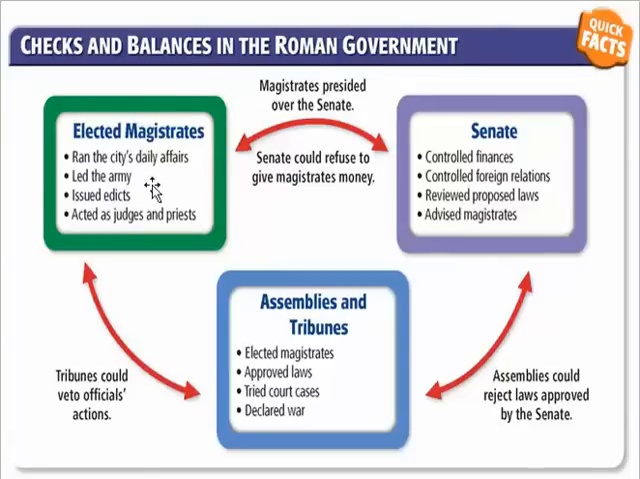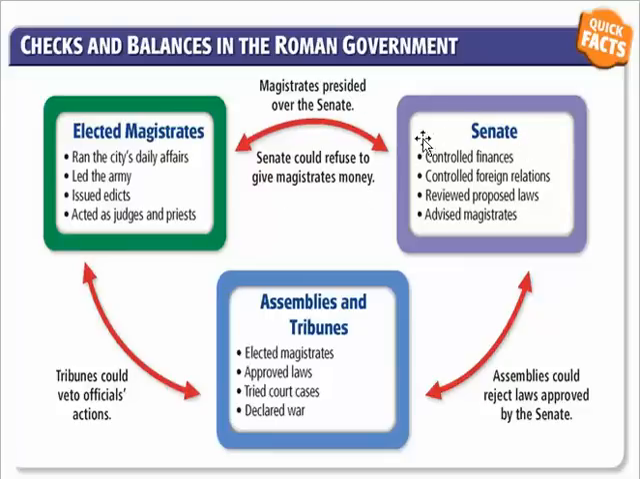So let's go with the magistrates. They ran the city's daily affairs, led the army, issued edicts, acted as judge and priest. Tribunes could veto officials' actions. So these people could say, we disagree. Now over here, the magistrates presided over the Senate. Senate could refuse to give magistrates money.